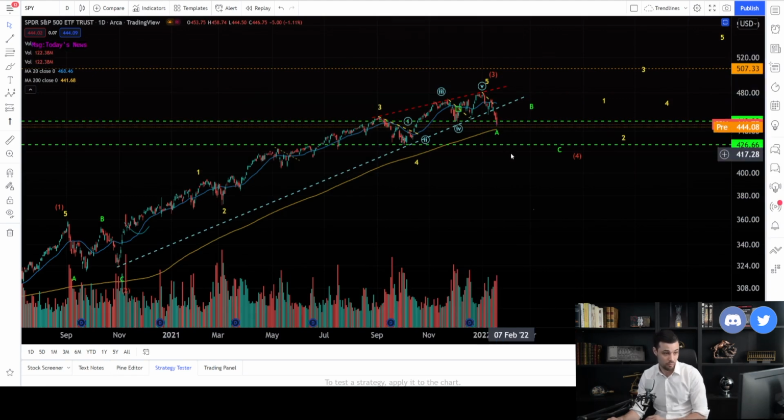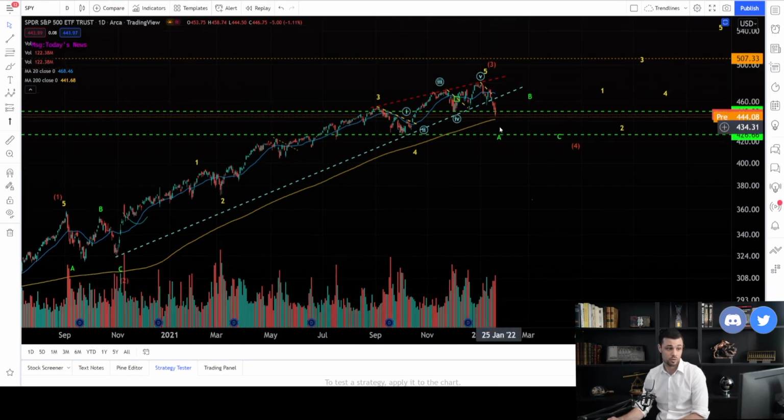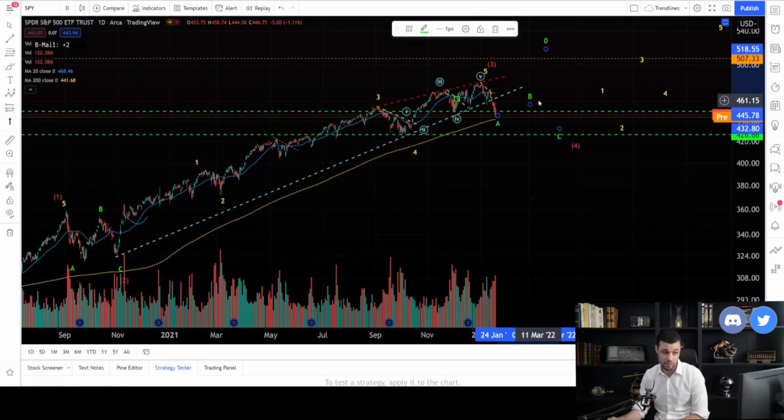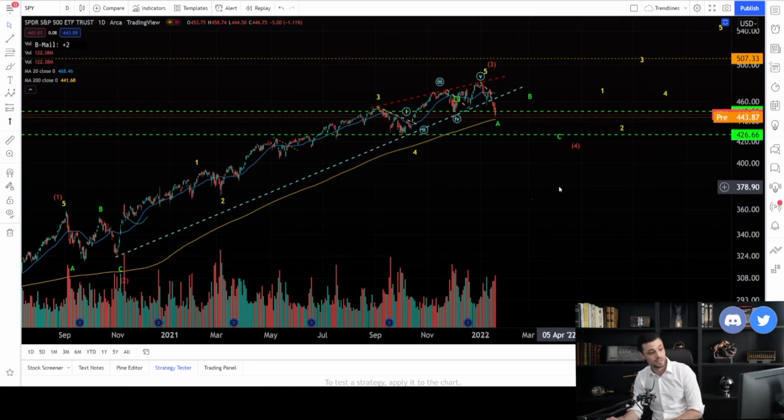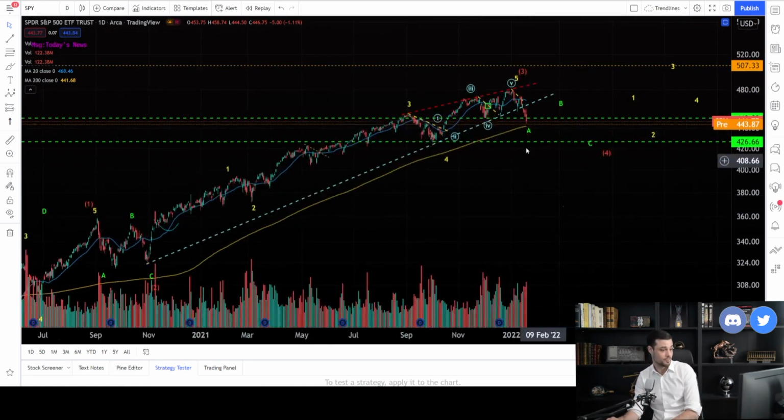So the question is, are we going to do it right away for the A wave and then even maybe go deeper, or maybe do a flat? Or are we going to go a little bit lower for the A wave, correct, and then the C wave? I think the second scenario is the most likely one. We have the 200-day moving average coming at 440. So I think we might just find some support at this moving average, maybe bounce a little bit.